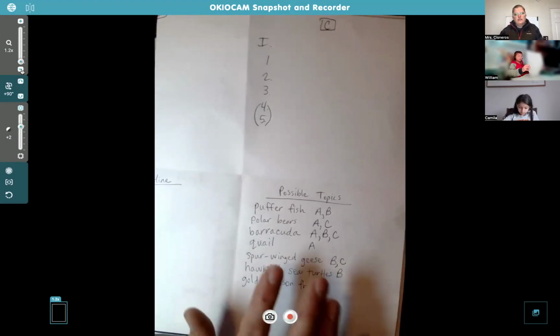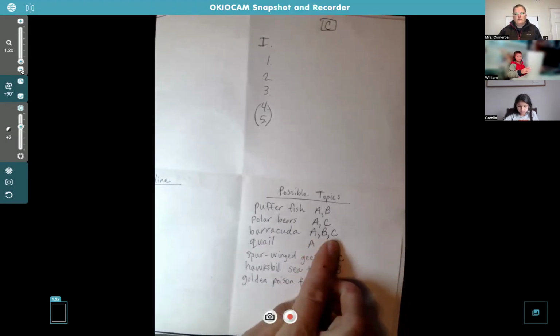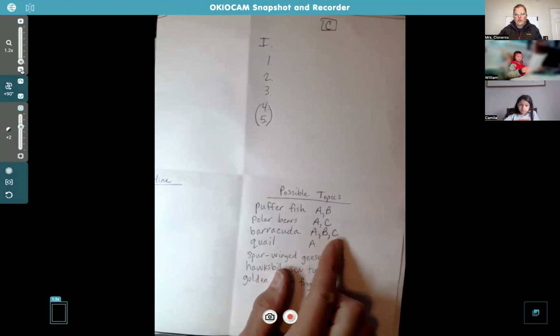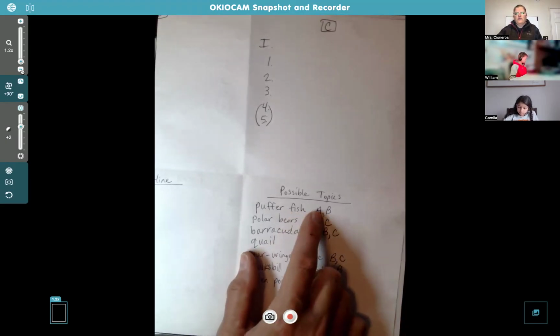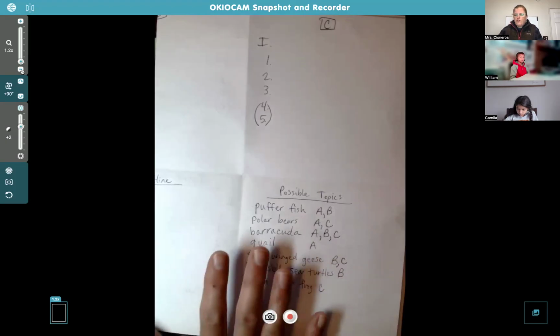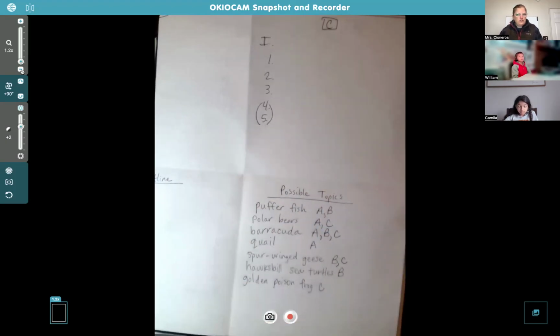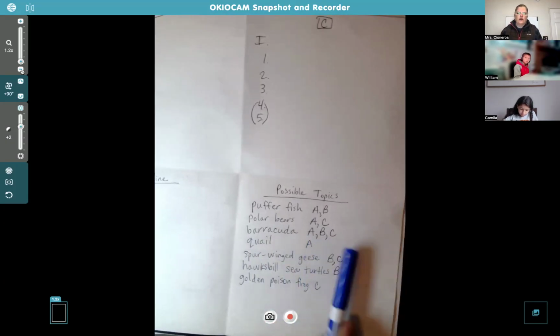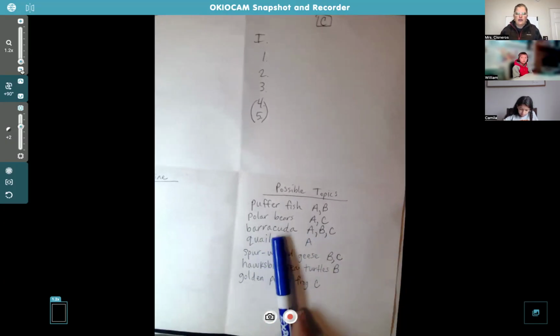Now you're going to notice some of them, well, actually only one, the barracuda, was in all 3 articles. The others, some of them had it in 2 articles, and some of these animals were only in 1 article. So the thing to remember is to try to fill up A, B, and C as much as you can. So you have some choices here. You can combine some of them. If you choose barracuda, obviously that one's got all 3, so you would just focus on that animal.